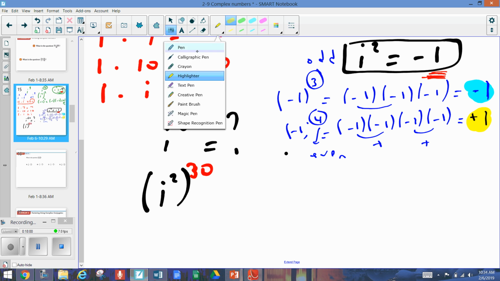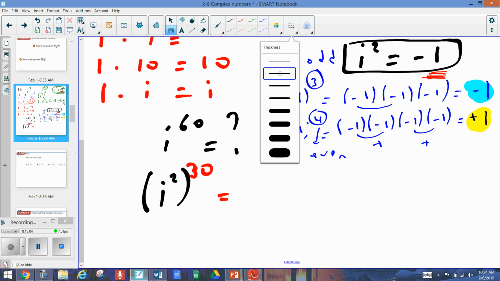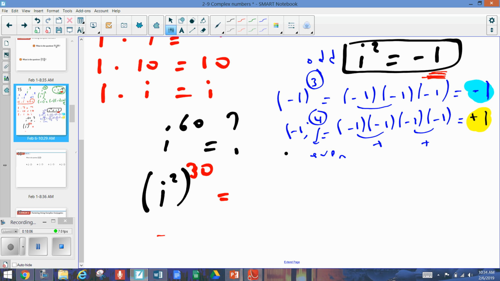Let's get back to our code. I to the power of 30. I to the power of 30 is I squared to the power of 15, which is negative 1 to the power of 15. Since 30 is even, the result will be positive 1. Okay?